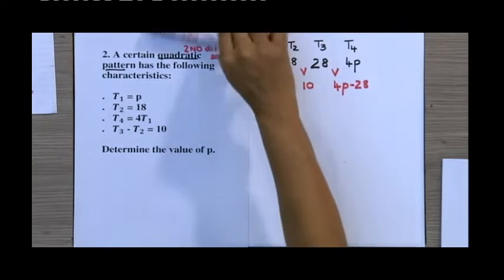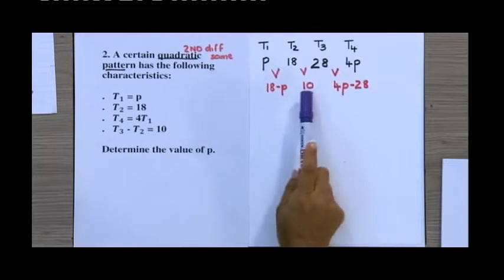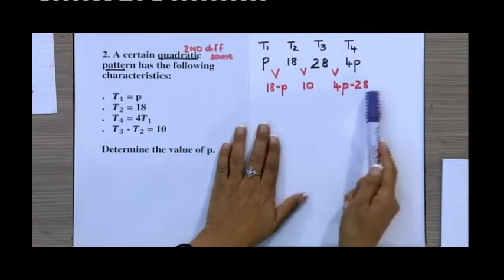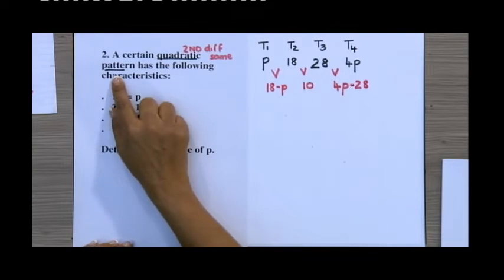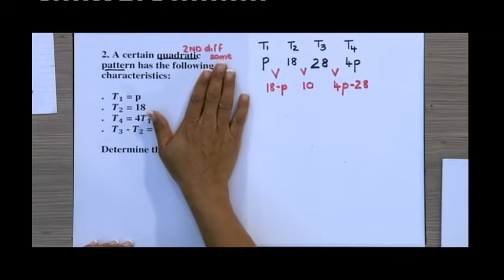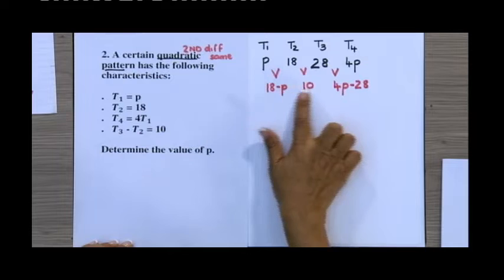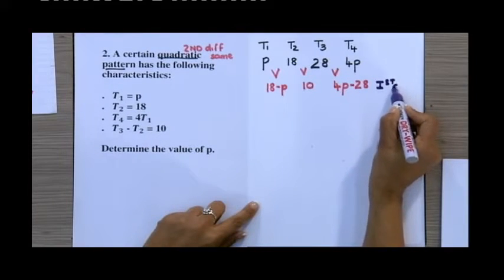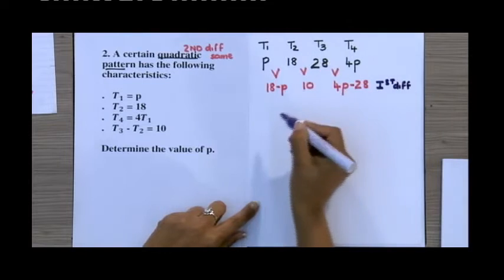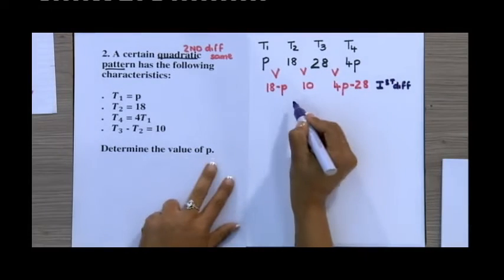Now grade 11s, I cannot use these first differences already to solve for P, because it is a quadratic pattern, so your second differences are the same. So these are my first differences. I'm going to write it here for you. These are my first differences. Now I'm ready to go and work out my second differences.